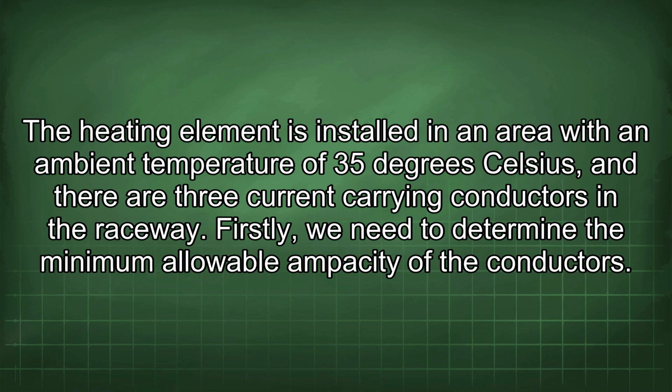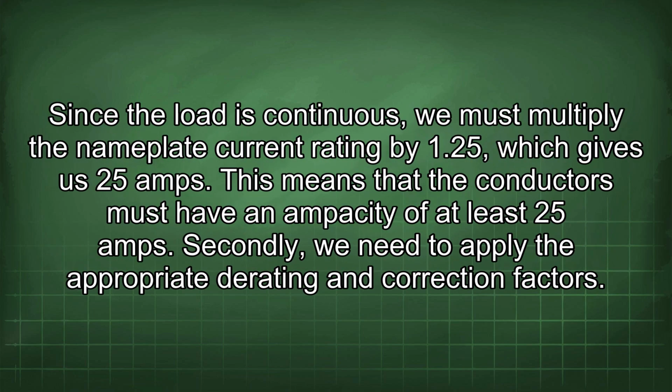Firstly, we need to determine the minimum allowable ampacity of the conductors. Since the load is continuous, we must multiply the nameplate current rating by 1.25, which gives us 25 amps. This means that the conductors must have an ampacity of at least 25 amps.